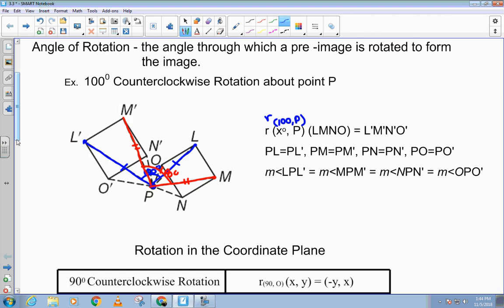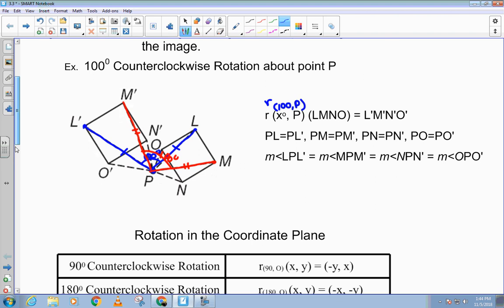If you got off a little bit, then it becomes skewed and the image becomes distorted. So you have to rotate everything 100 degrees, and the pre-image and the image point have to be equidistant to the center of rotation. Now like I said, we're not going to actually do this by drawing it, but that's what happens.